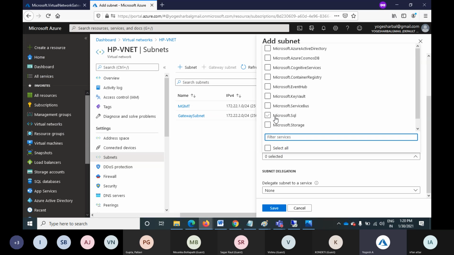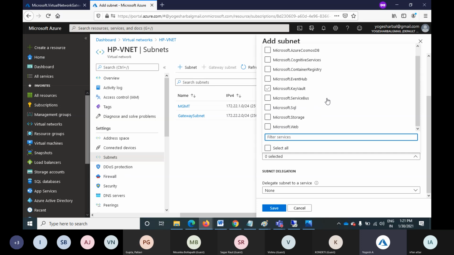See, so Microsoft SQL we can use as an endpoint, your Key Vault as an endpoint, Event Hub we can configure as an endpoint. So only that particular subnet will consume those Azure services. So this is the private connectivity, we can say. This is the private connectivity between your network and Azure service. Now, got the concept or any question?